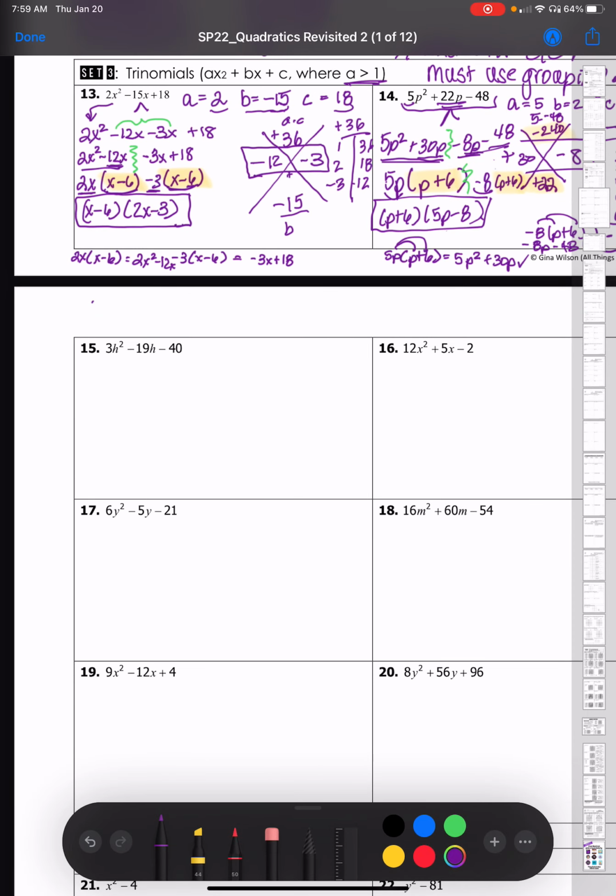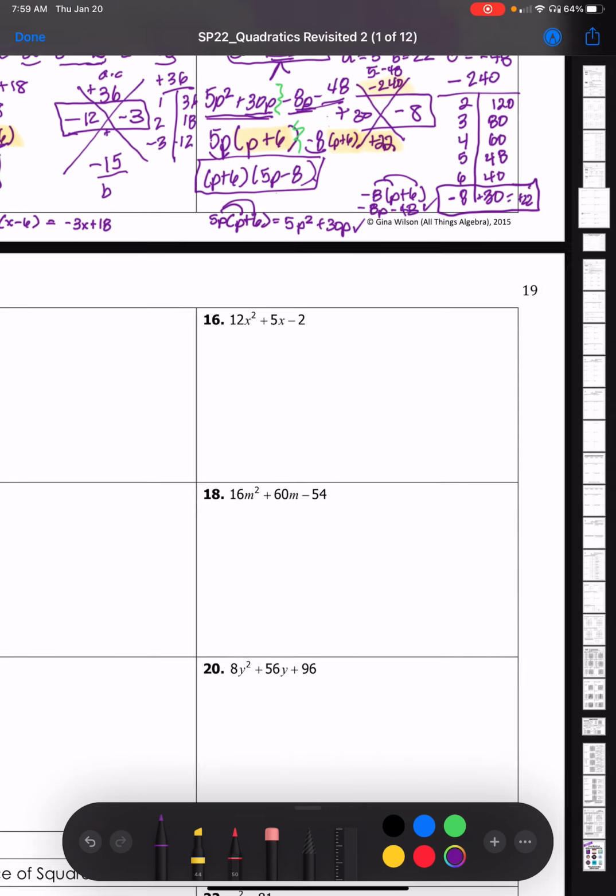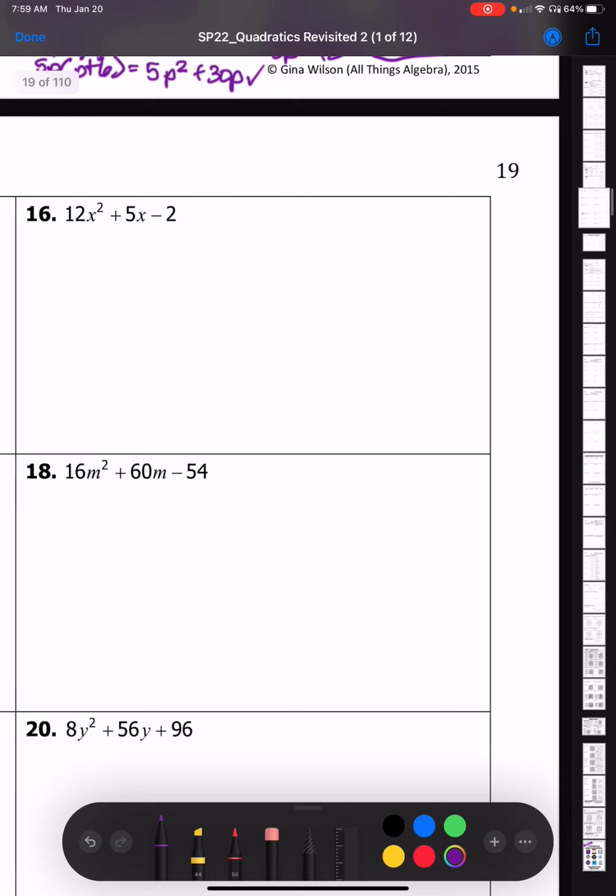Going to do two more with you, because I want to do one where we have a greatest common factor, and then I just want to do one more to practice. So I'll take kind of a harder one, and we'll look at number 12. So the very first thing always is, is there a GCF? No, because you have 5, 2, and 12, and there's not a GCF among them.